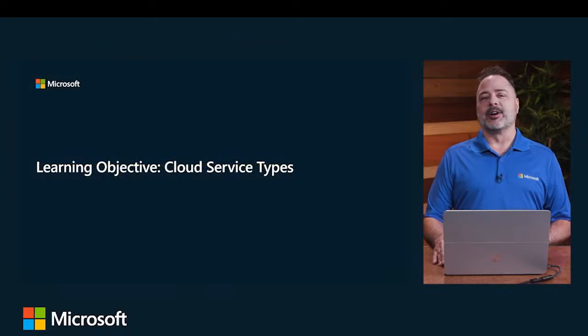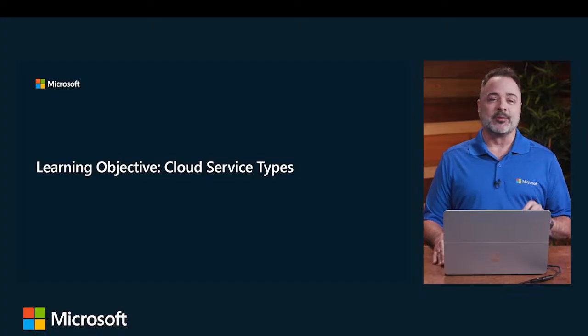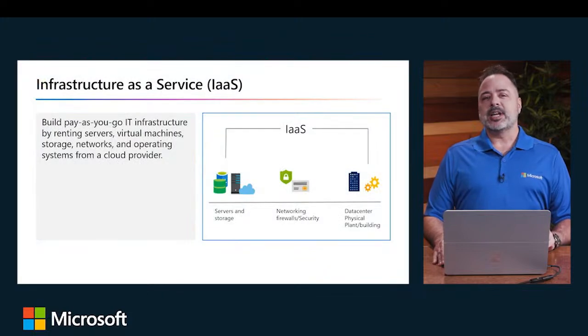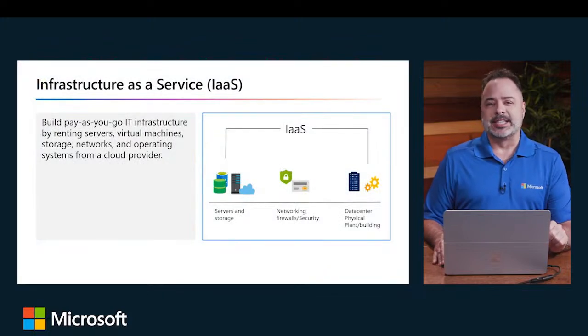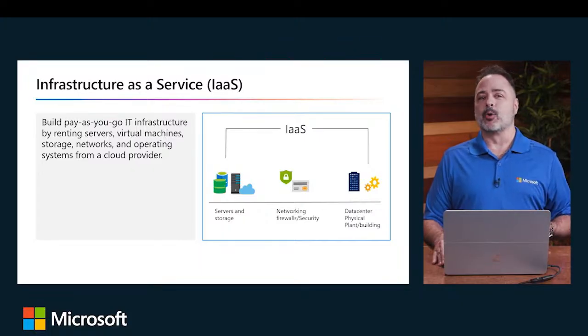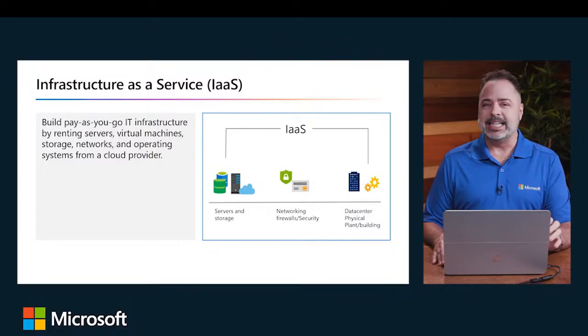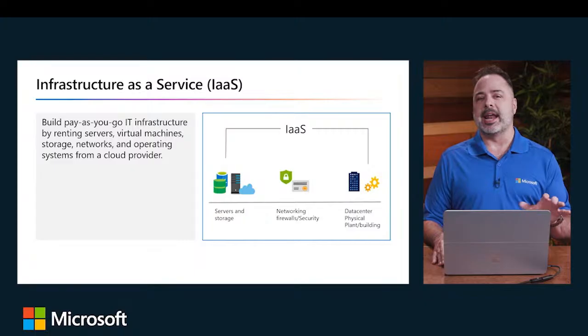Now, let's discuss our last learning objective on the different types of cloud services. The first type of cloud service is called Infrastructure as a Service, or IaaS. IaaS is the most basic category of cloud computing services. With IaaS, you can build a pay-as-you-go IT infrastructure by essentially renting servers, virtual machines, storage, networks, and operating systems within Azure.